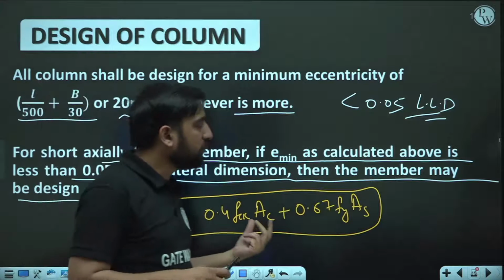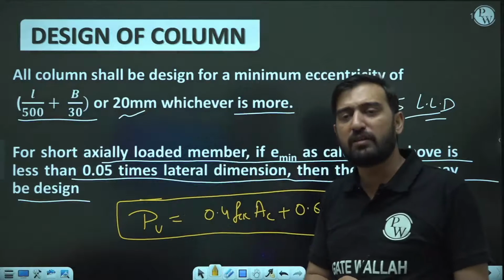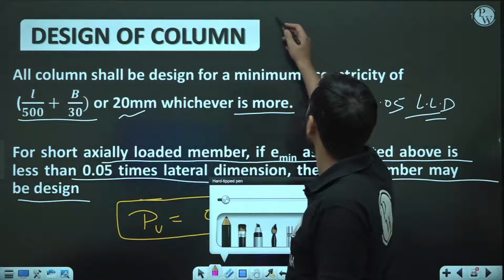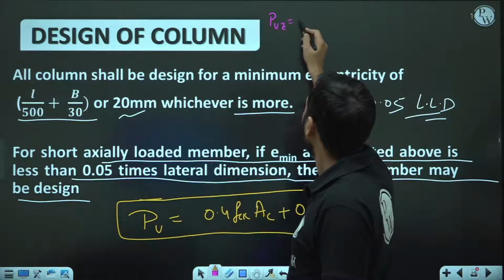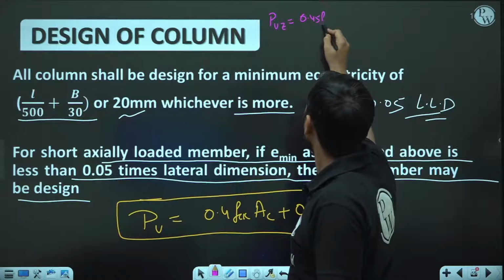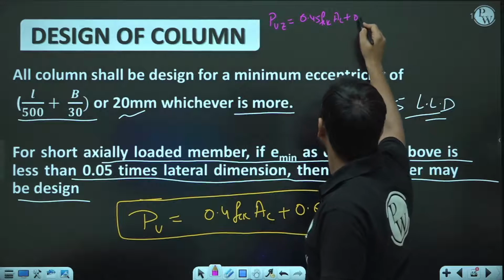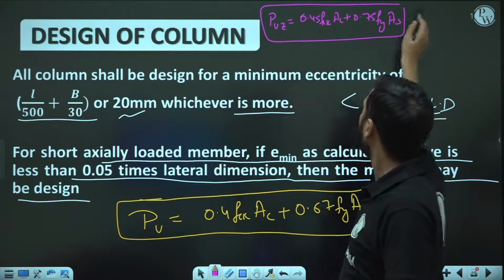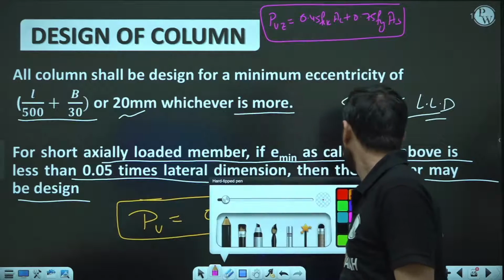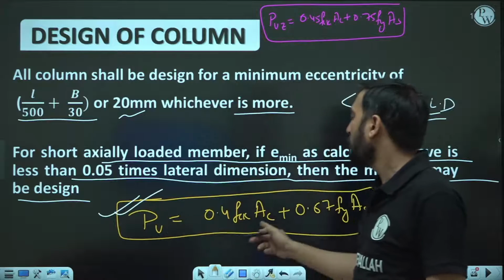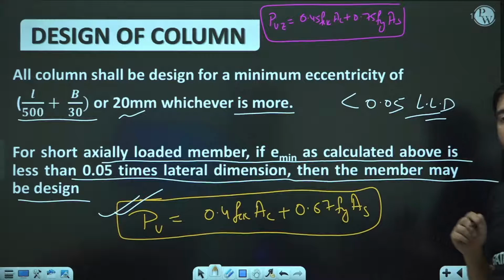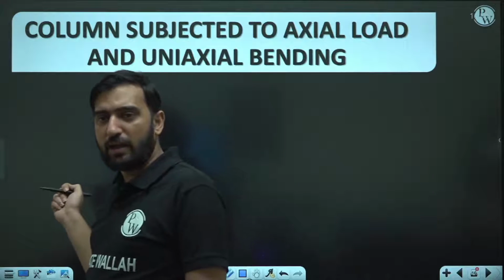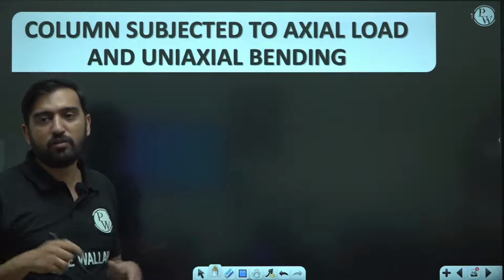Okay. But if somebody is saying to you that there is absolute 0 eccentricity, in that case how to calculate the ultimate load carrying capacity of the column? So in that case we represent the ultimate load carrying capacity of the column by Puz, and it is 0.45 fck Ac plus 0.75 fy As. Okay. But yes, we are going to use this one for our design, because it is going to take care of short column as well as the minimum eccentricity thing. Okay. I have a numerical on that that is going to revise all these things.